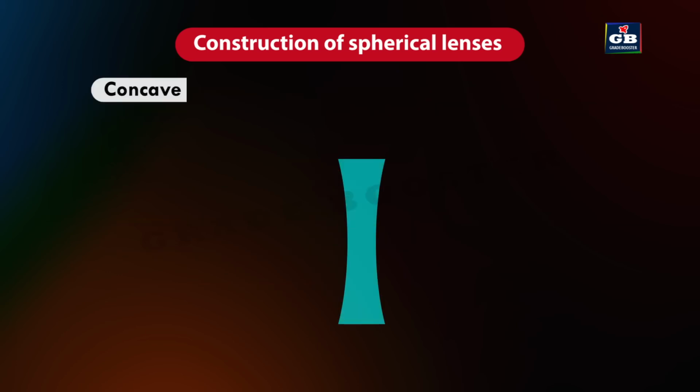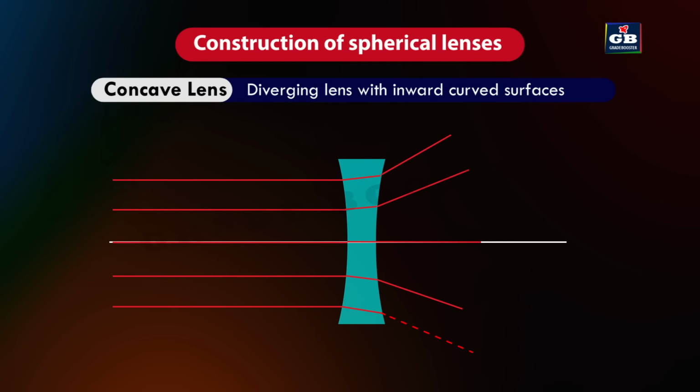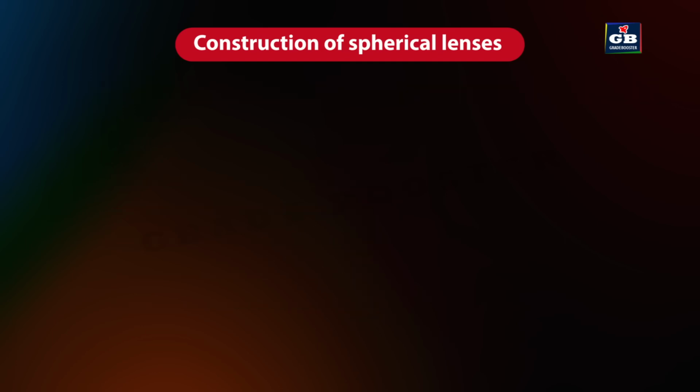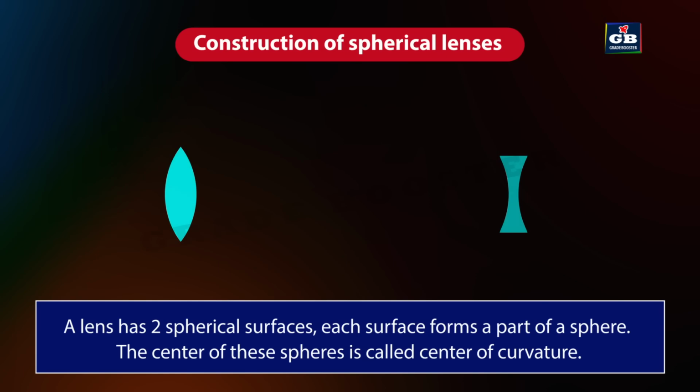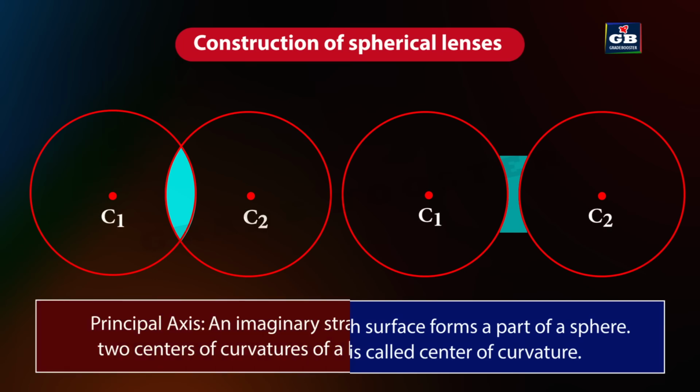A concave lens, also known as diverging lens, is a transparent optical device with curved surfaces that curve inward like a cave. Concave lenses are thinner at the center and thicker at the edges. These lenses are designed to cause parallel incident light rays to diverge away from the virtual focal point. A lens has two spherical surfaces. Each surface forms a part of a sphere. The center of these spheres is called center of curvature.